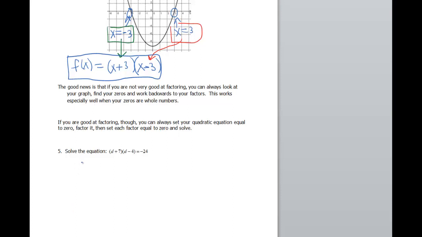Okay. So last problem here is d plus 7 times d minus 4 equals negative 24. So you may think, well, these are our factors, but you notice it's not set equal to 0. It's set equal to negative 24. So unfortunately, that's not going to work. All right, we can do this one by graphing. We can do this one by factoring. It just depends on how you would prefer to attack it.